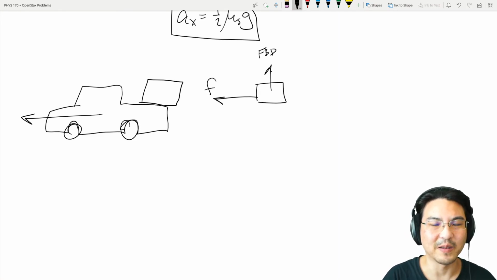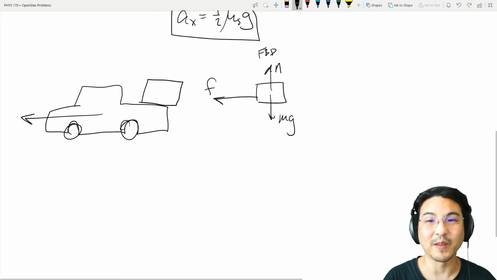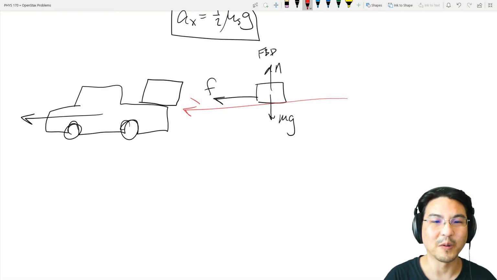Okay, and then the cabinet is in contact with the truck bed, so there's a normal force, normal to the truck bed, and then the cabinet has weight. So here's the free body diagram of the cabinet. I will pick coordinates. Okay, and then the x direction.